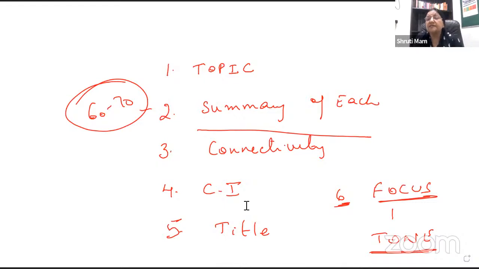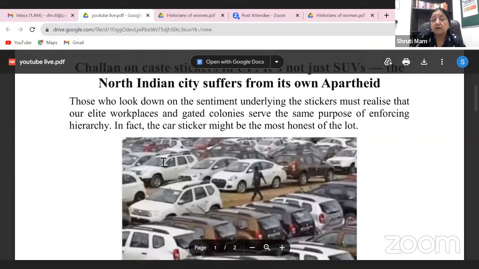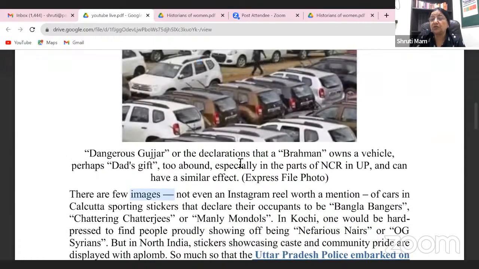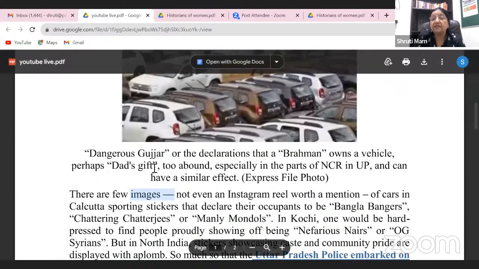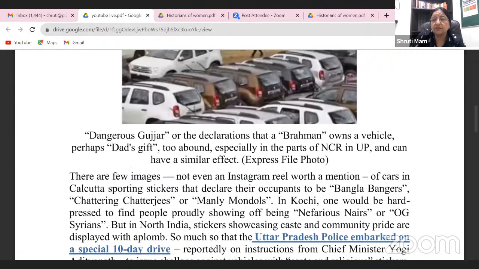Okay. So can you see it's just given us some examples. What are these? What are written on stickers? Can you see the topic was car stickers in UP? Car stickers. Now see the examples: dangerous Gujar, Brahman, dad's gift. Okay, chalo. So here are some examples, but let's read from here. The topic begins from here.